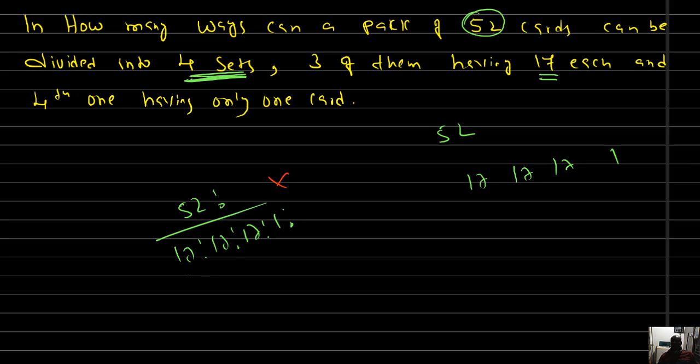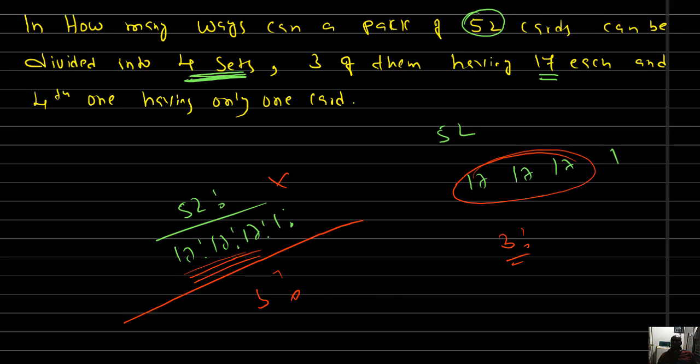Okay, we are not dividing all equally. All 4 are not equal, but these 3 sets are equal. What will they produce? They will produce 3 factorial, linear permutation. We need to divide this by 3 factorial. What is the final answer? 52 factorial by 17 factorial cube into 3 factorial. This is the answer for the problem.